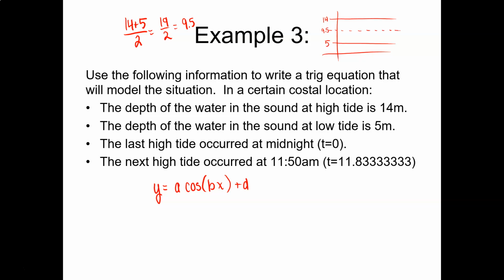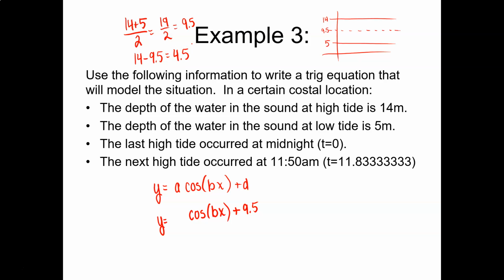So that is my midline, 9.5. So that's the D right here on the end. So I've got cosine bx plus 9.5. Okay, and now that I know the midline, I can find the amplitude, right? Just take 14 minus our 9.5, which is going to be 4.5.